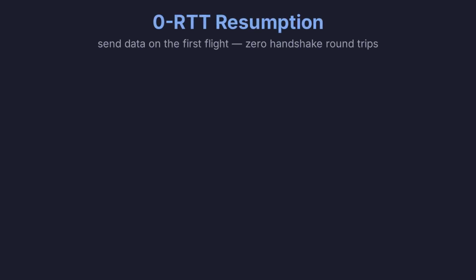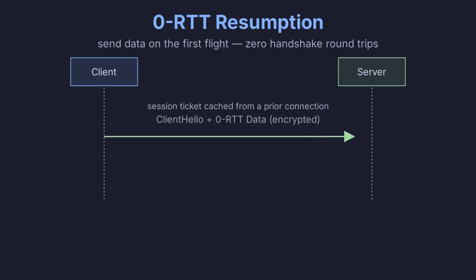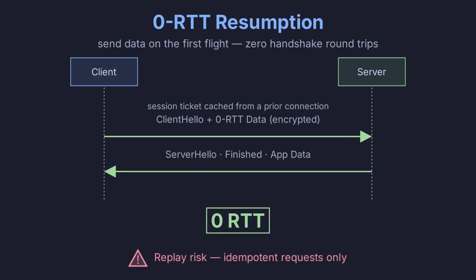And there's yet another trick: 0-RTT resumption. If the client has previously connected, it can send encrypted application data inside its very first TLS flight, completely eliminating the TLS handshake. The catch? That 0-RTT data can be replayed by an attacker, so it must be idempotent. Fine for a cache get, dangerous for a payment. Still, for many workloads, it makes the second connection feel instant.